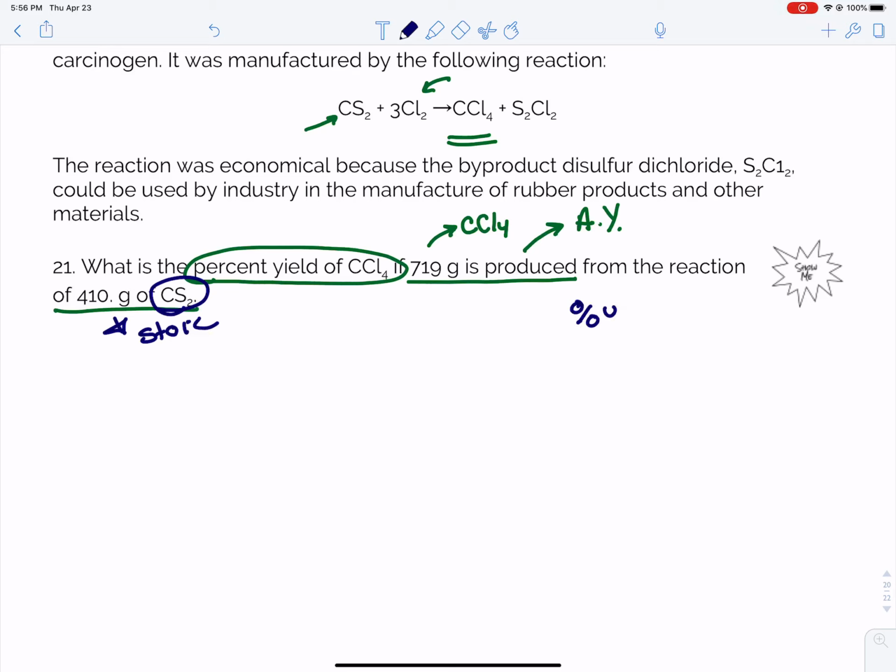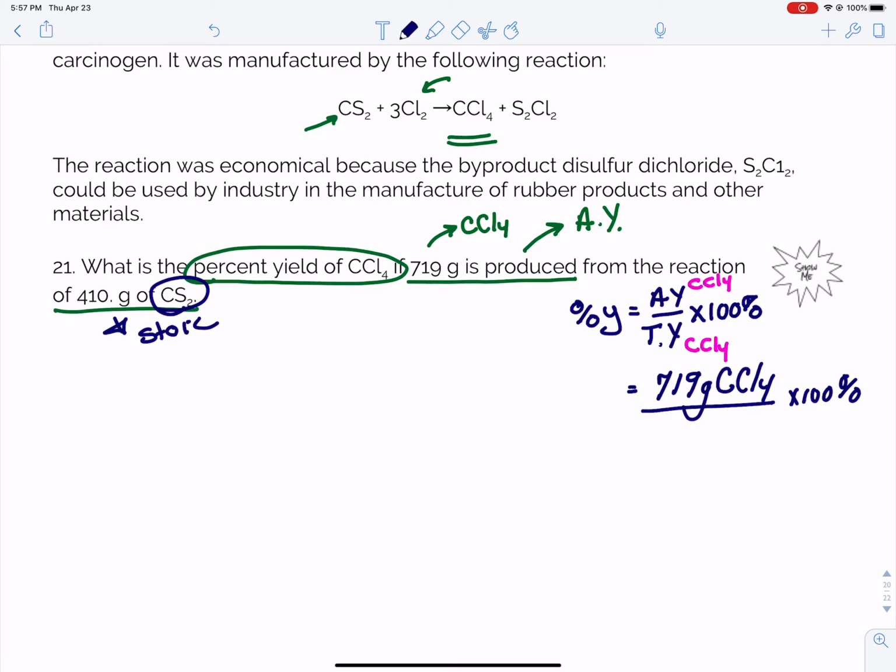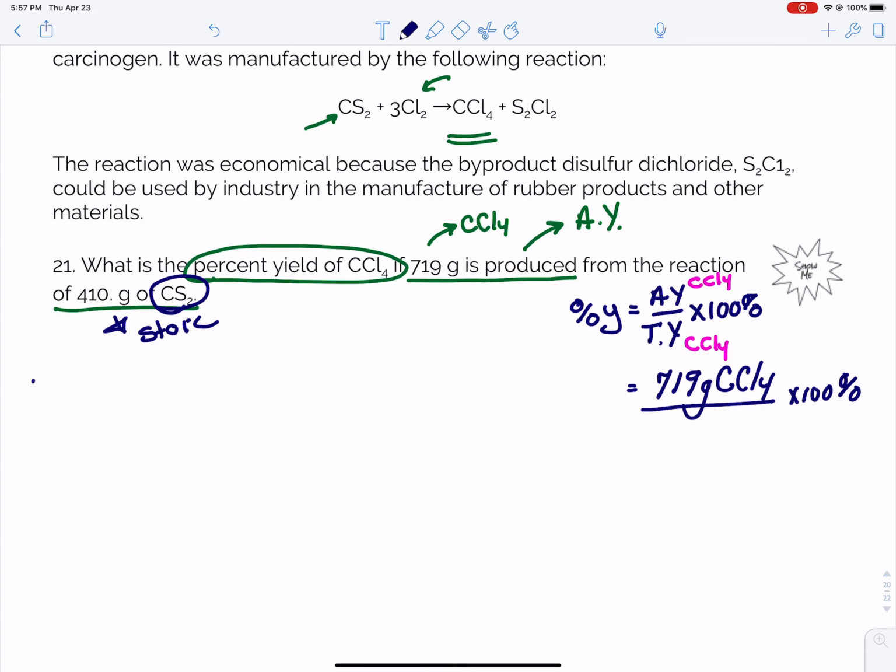We need to fill in our denominator. So we need to figure out, well, how much CCl4 should have been made. Where do we get that information? Stoichiometry, because it says I'm starting with 410 grams of CS2. Now, this is just a simple 3-parentheses stoichiometry problem going from grams of CS2 to grams of CCl4. We've done this many times, right?